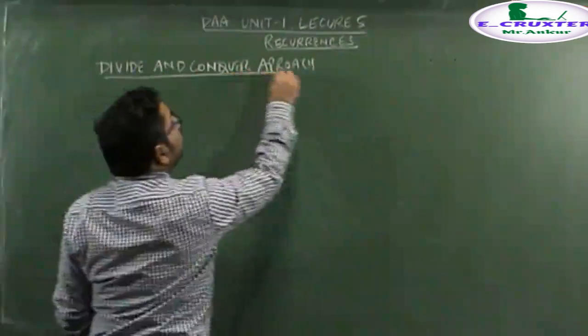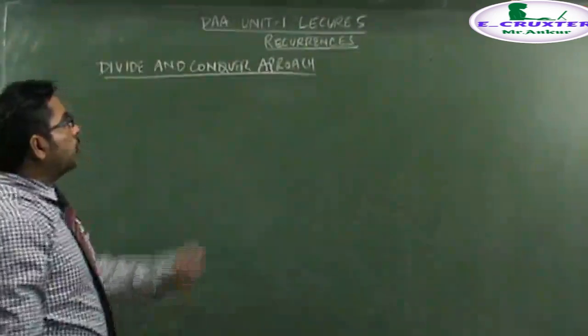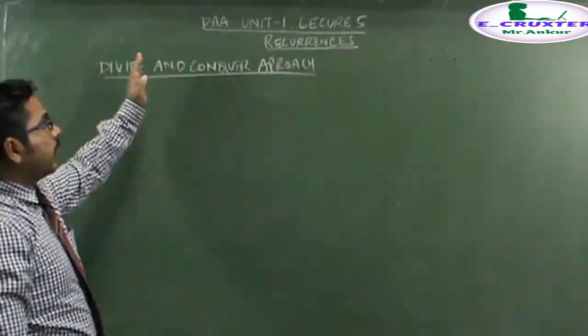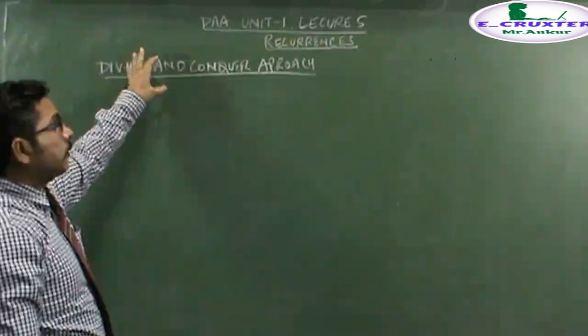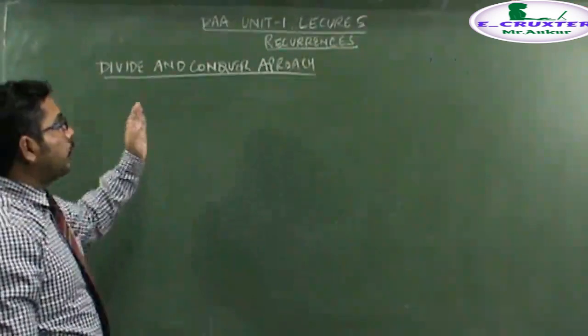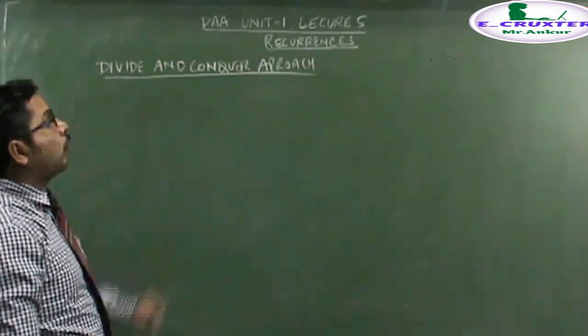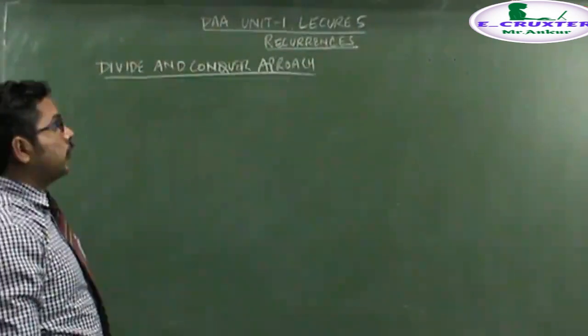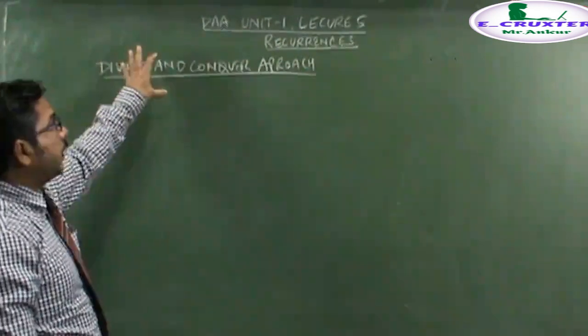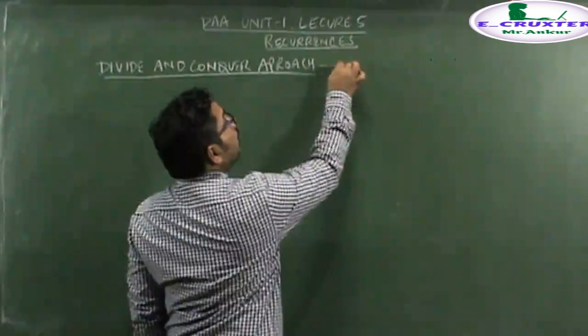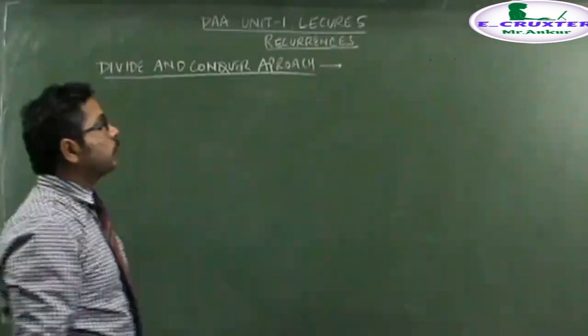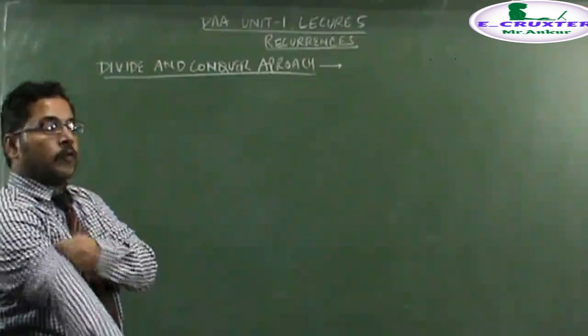In this lecture, we will be covering the various methods available to analyze the divide and conquer approach. That is, how we calculate the running time of a divide and conquer approach. The equation which comes in the divide and conquer approach is basically known as the recurrence equation.